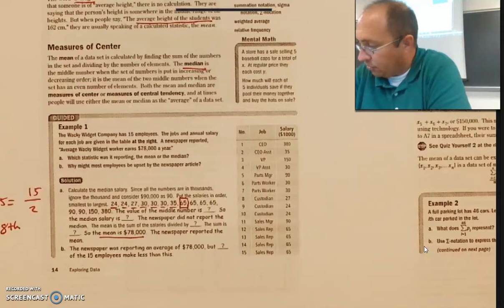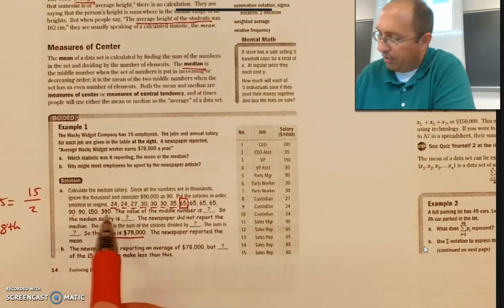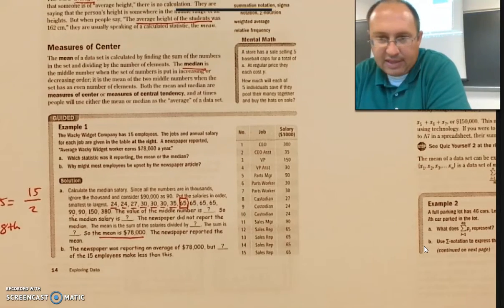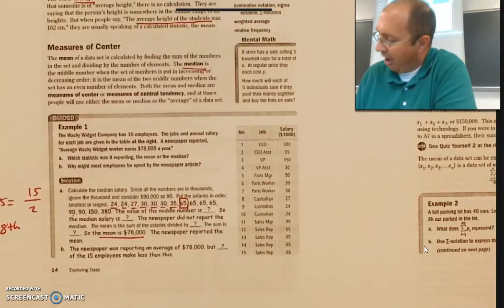So do you think the Wacky Widget Company workers were upset? Sure, they were upset because 1, 2, 3, 4 people earned more than $78,000 out of 15. That means 11 people earned less than that. Considerably less in most cases. So yeah, they were upset about that.